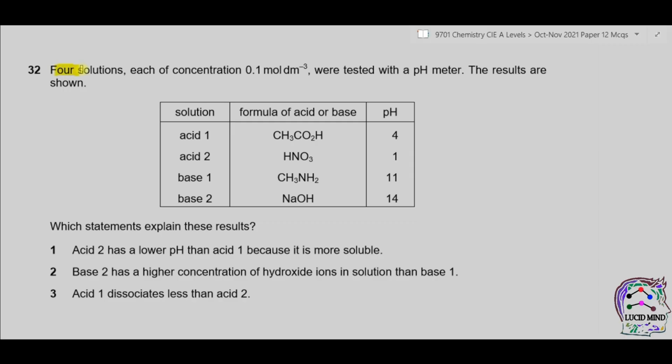Question 32. Four solutions, each of concentration 0.1 mole per decimeter cube, were tested with the pH meter. The results are shown. We have pH 4, 1, 11 and 14. Which statement explains these results? We can draw the pH line.